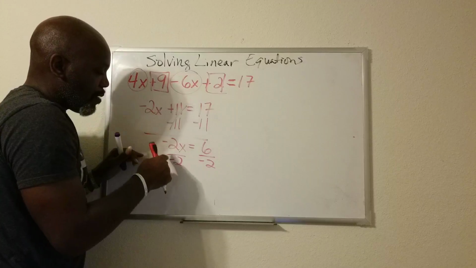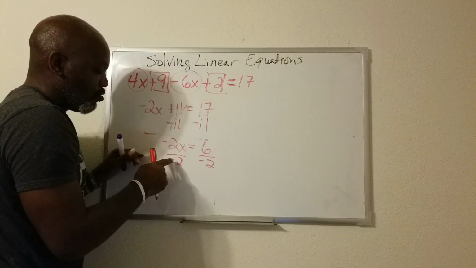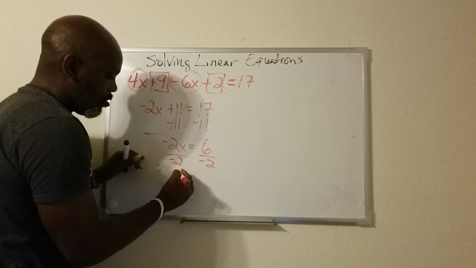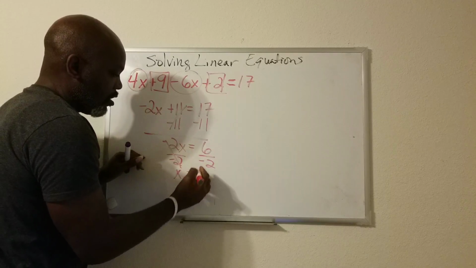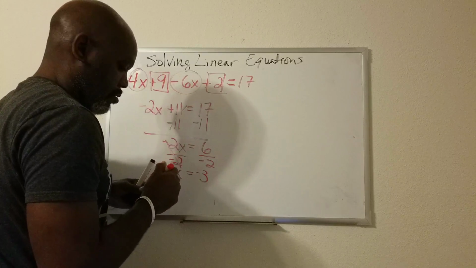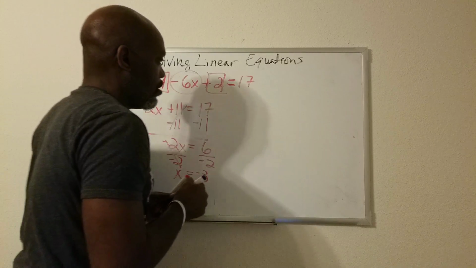I'm then going to use the division property of equality. I'm dividing by the negative 2, not just 2, because I have to make sure that it's a 1x. So this is x, that's 1x, and then that's negative 3. Okay, and I solve it.